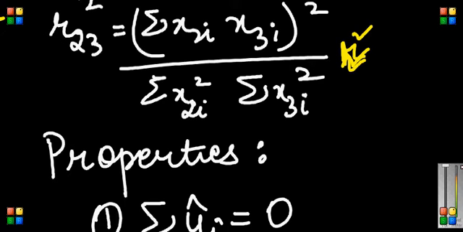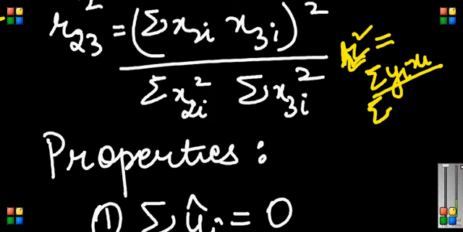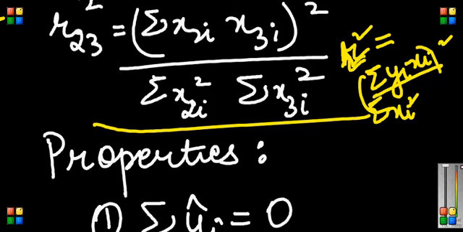So R square I know was nothing but summation yi xi upon summation xi square, and this was square. So we had done this. Now what I am doing is, this is the new formula for R23. So it's summation x2i x3i whole square upon summation x2i square summation x3i square. Just make sure that you understand that all of this is actually in the deviation form.